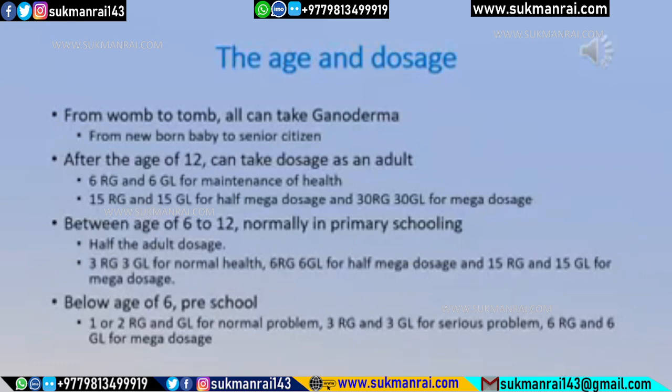For the adult, after the age of 12, they can take the full dosage. For example, 6 Rg and 6 Gl for maintenance of health, with spirulina a similar amount or double. Then 15 Rg and 15 Gl for half mega dosage, and 30 Rg and 30 Gl for mega dosage. Then for those between the age of 6 and 12, normally those in secondary school, easy to remember, take half the adult dosage: 3 Rg and 3 Gl for normal health, 6 Rg and 6 Gl for half mega dosage, and 15 Rg and 15 Gl for mega dosage.